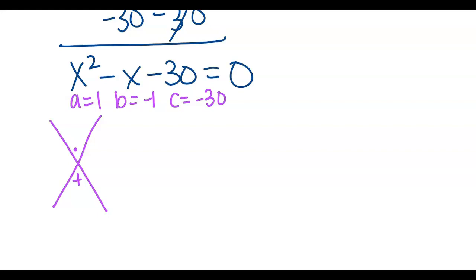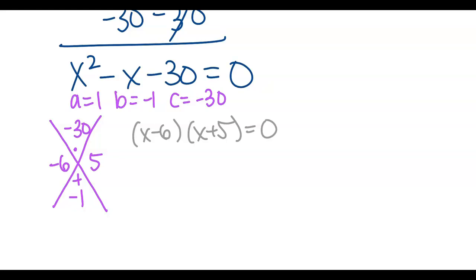We're going to multiply a times c, which is -30, and your b value, we're going to recopy down here. I need two numbers that multiply to -30 but add up to -1. Well, the only two numbers that can do that are -6 and 5. Those are the two numbers. We're going to look at the a value. Does this mean we have to factor by grouping, or can we just write both binomials? Since the a value is 1, we can just write both binomials. So we're going to take x minus 6 and x plus 5.